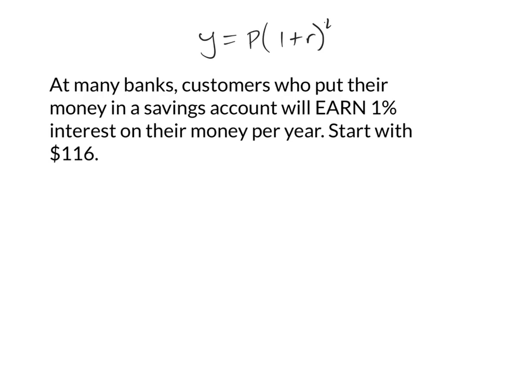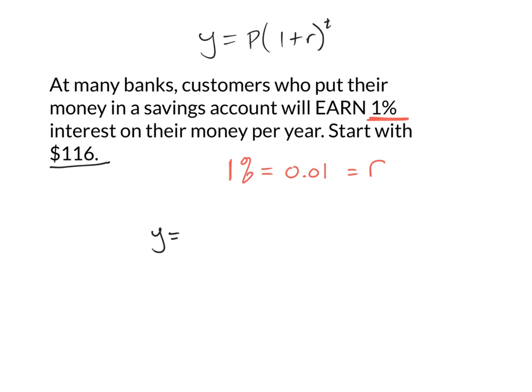Because it's every year, my k is 1, so I'm going to ignore that for now. My principal is this 116. My rate is this 1.1. Remember, we have to convert the 1% is equivalent to 0.01, which is our R. So R is 0.01. I'm going to plug these values in.